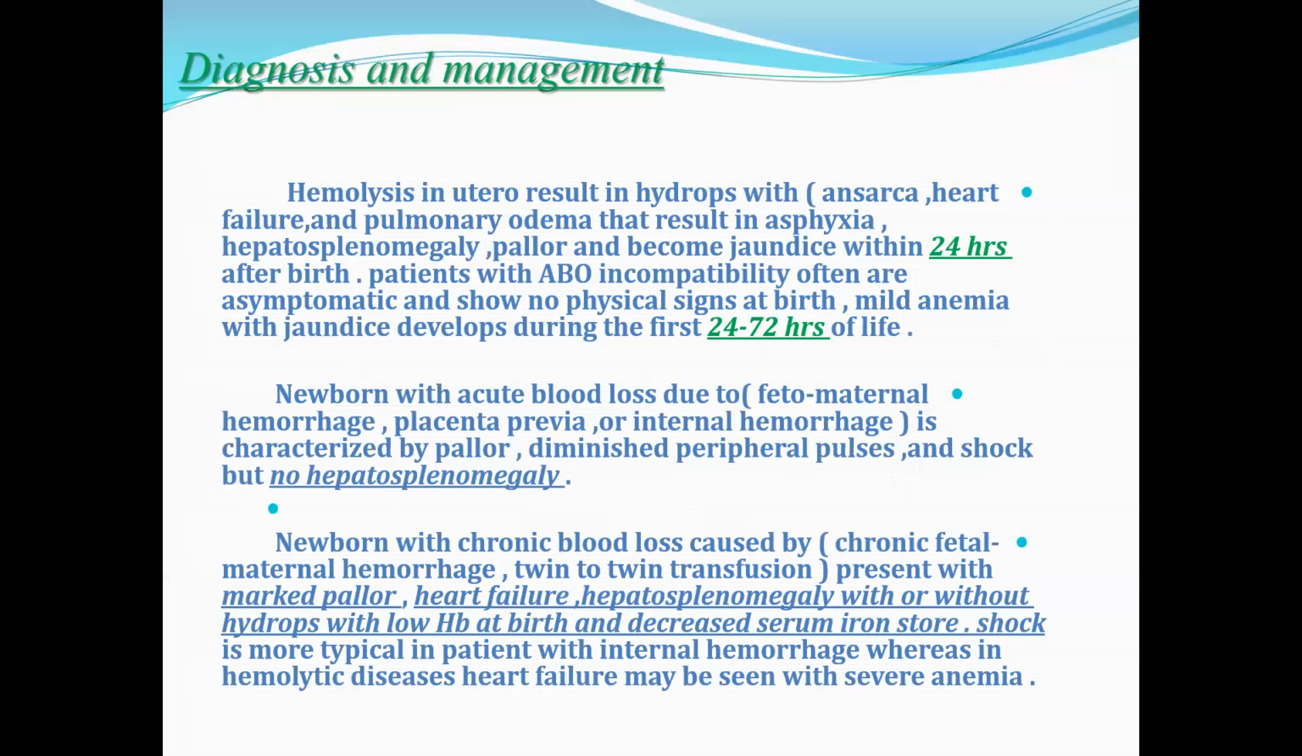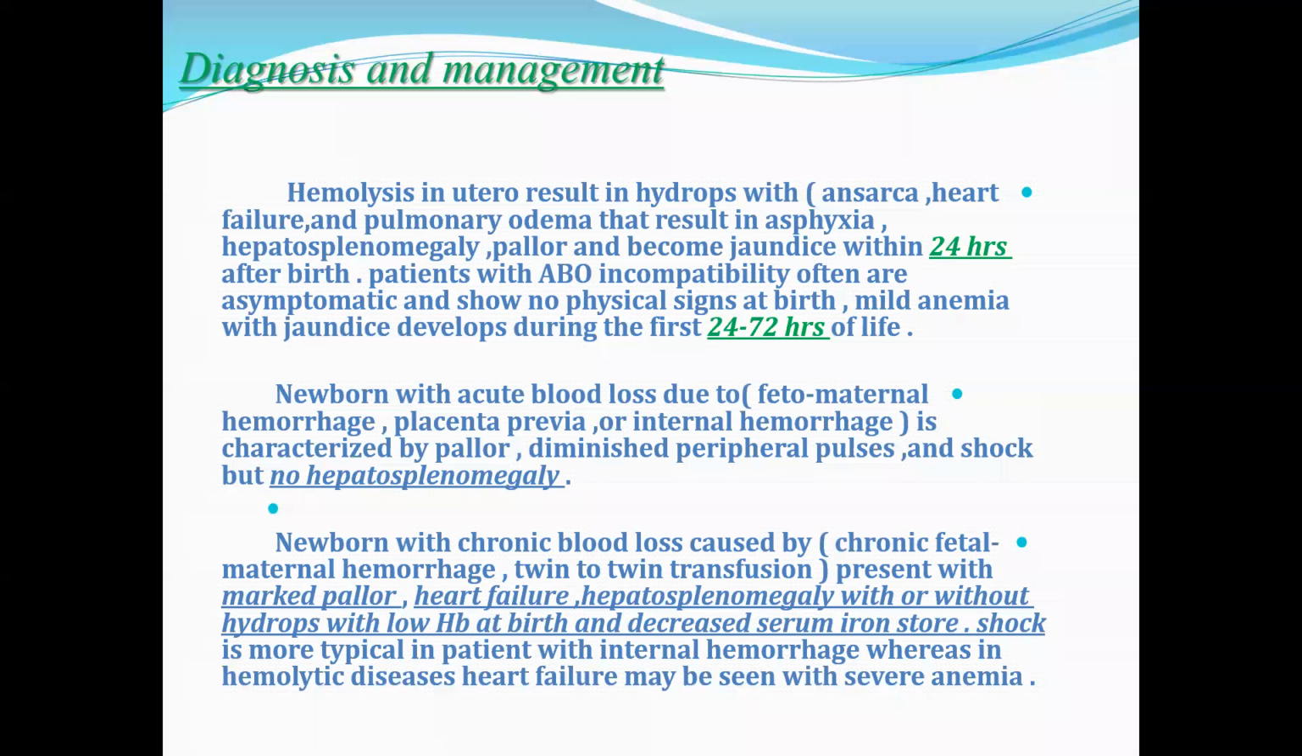This presentation of anasarca, heart failure, hepatosplenomegaly can be compared with the newborn that suffers from acute blood loss due to fetal-maternal hemorrhage, placenta previa, or internal hemorrhage, with acute pallor, diminished peripheral pulse, and shock, but without hepatosplenomegaly. All the time, hepatosplenomegaly indicates a chronic process that follows RH incompatibility in utero.